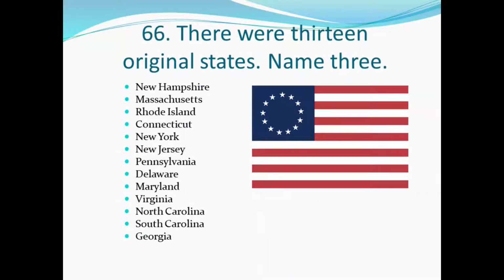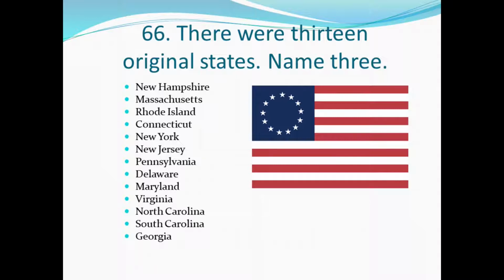Number 66. There were 13 original states. Name 3. This is a difficult question for some people because they have a hard time remembering 3. So I'm going to run down all of them and then I'm going to group a few of these to make it a little easier. So the complete list is New Hampshire, Massachusetts, Rhode Island, Connecticut, New York, New Jersey, Pennsylvania, Delaware, Maryland, Virginia, North Carolina, South Carolina, Georgia. Okay, those were the original 13 colonies.